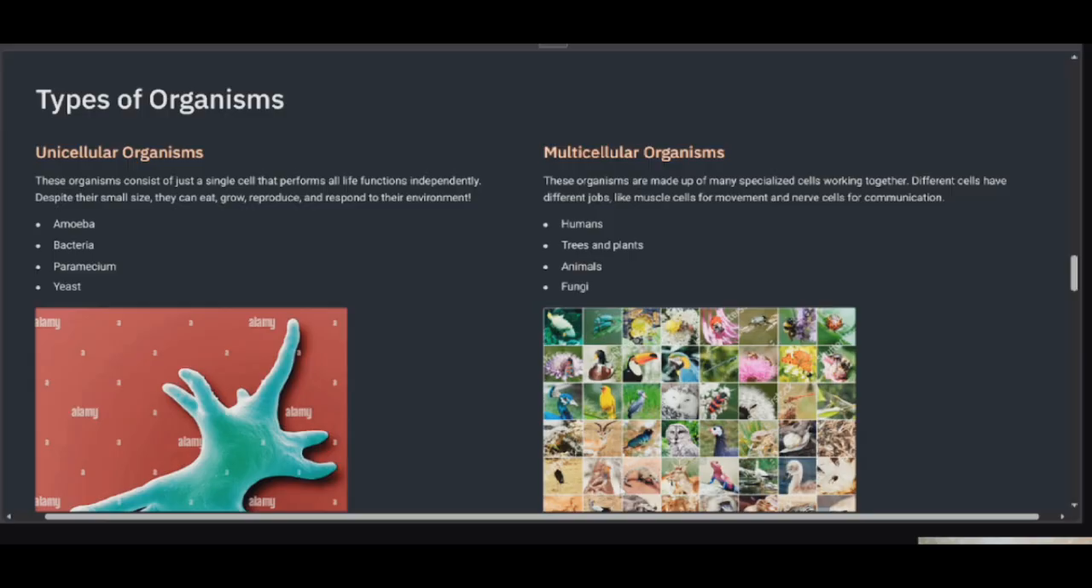And what are multicellular organisms? Multicellular organisms are organisms that are made up of many specialized cells working together. Different cells have different jobs, like muscle cells for movement and nerve cells for communication. The best example of a multicellular organism is human beings. As we know, in our body, there are different organs to perform different functions. Now, how do these organs form? Organs form from tissues, and a tissue is itself a cluster of cells.